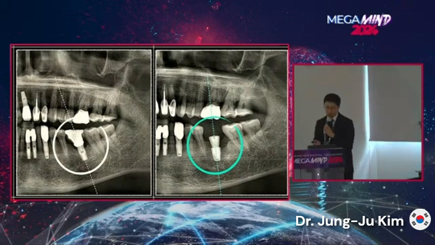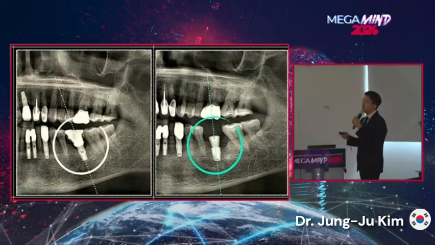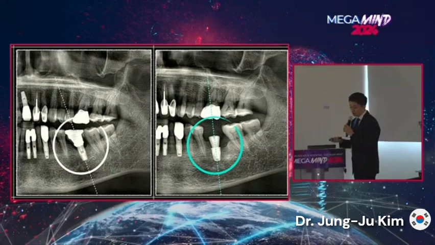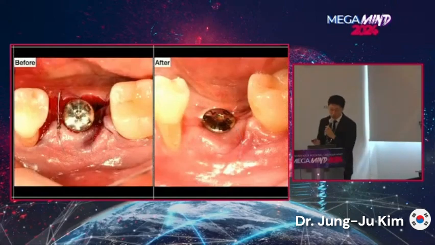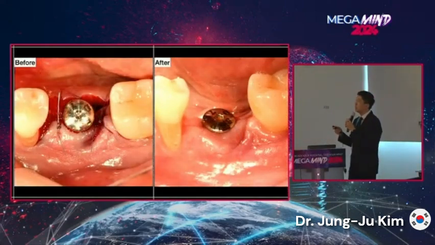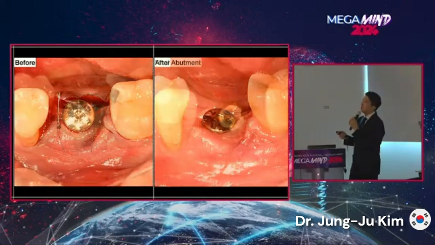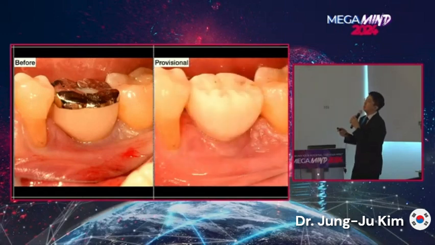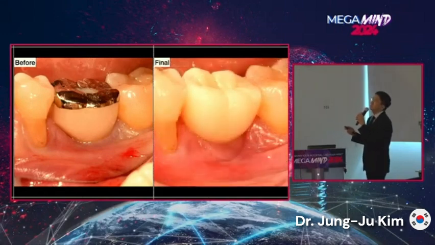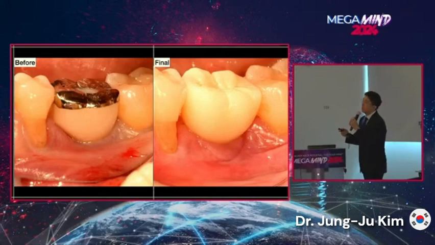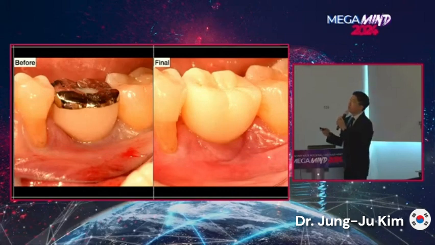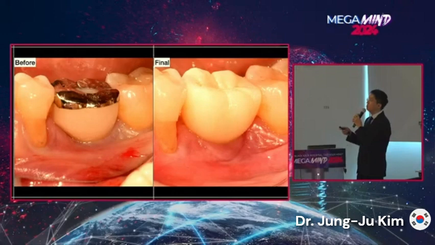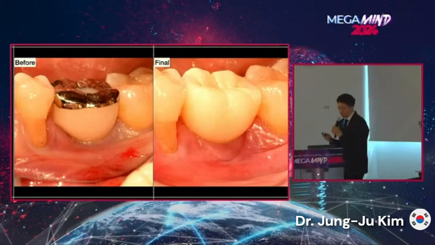Here's the panoramic comparison. I prefer to place mandibular molar implants slightly upright, in line with occlusal forces. The before and after photos show a slightly thicker attached gingiva on the buccal side and the final abutment connection. And this is when the provisional crown was set. And here's the final restoration. Compared to the initial state, a slightly thicker attached gingiva can be seen on the buccal side.